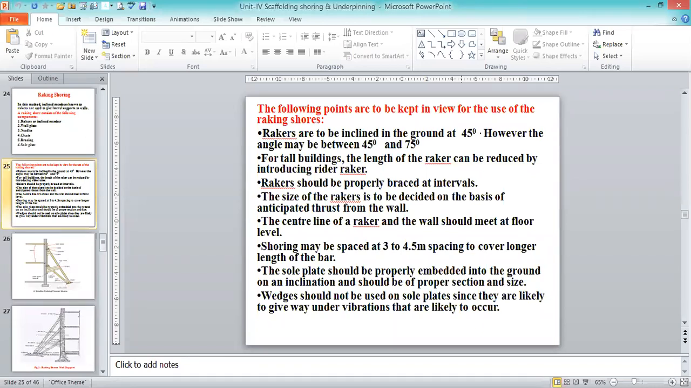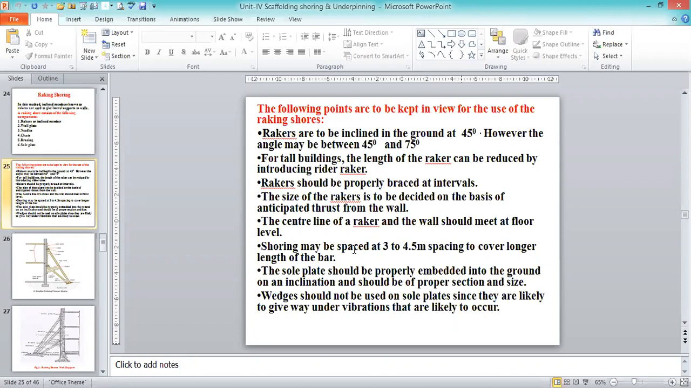Rackers should be properly braced at intervals. Means suppose your height is more, then one support we are going to provide. Below that, another inclined support we are going to provide. This is what we call rackers should be properly braced at intervals, and they are going to be joined together by horizontal members. Bracing at two different levels depends upon the height of the structure. Based on that, we have to provide the braces, as well as more numbers of braces, and the rackers are going to be designed.